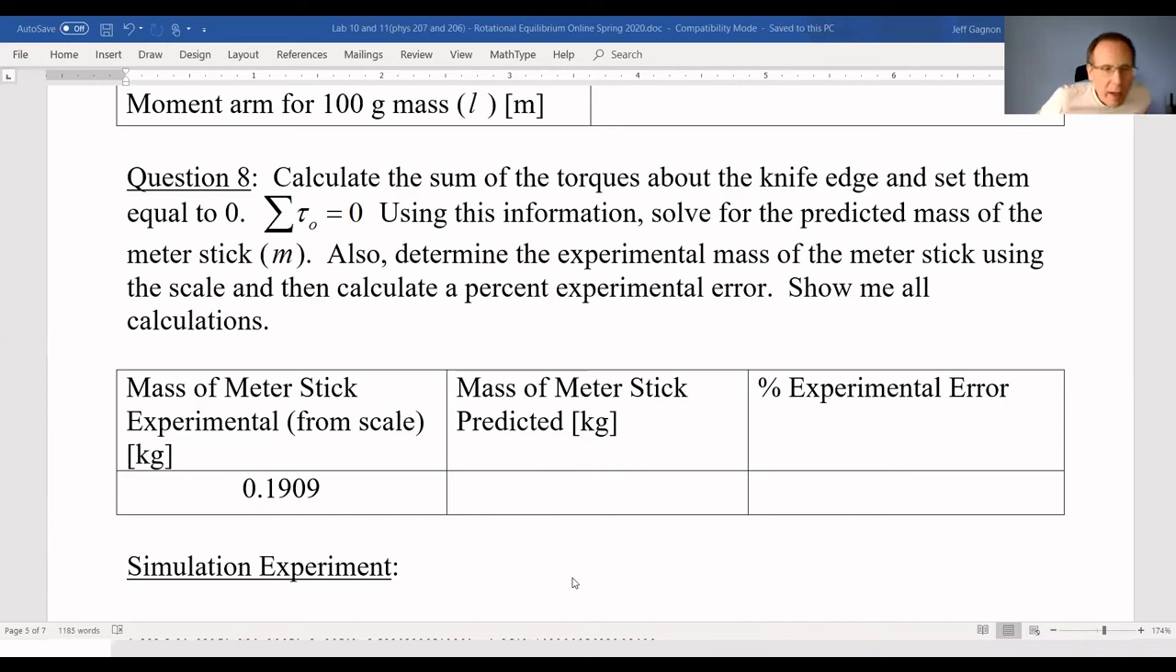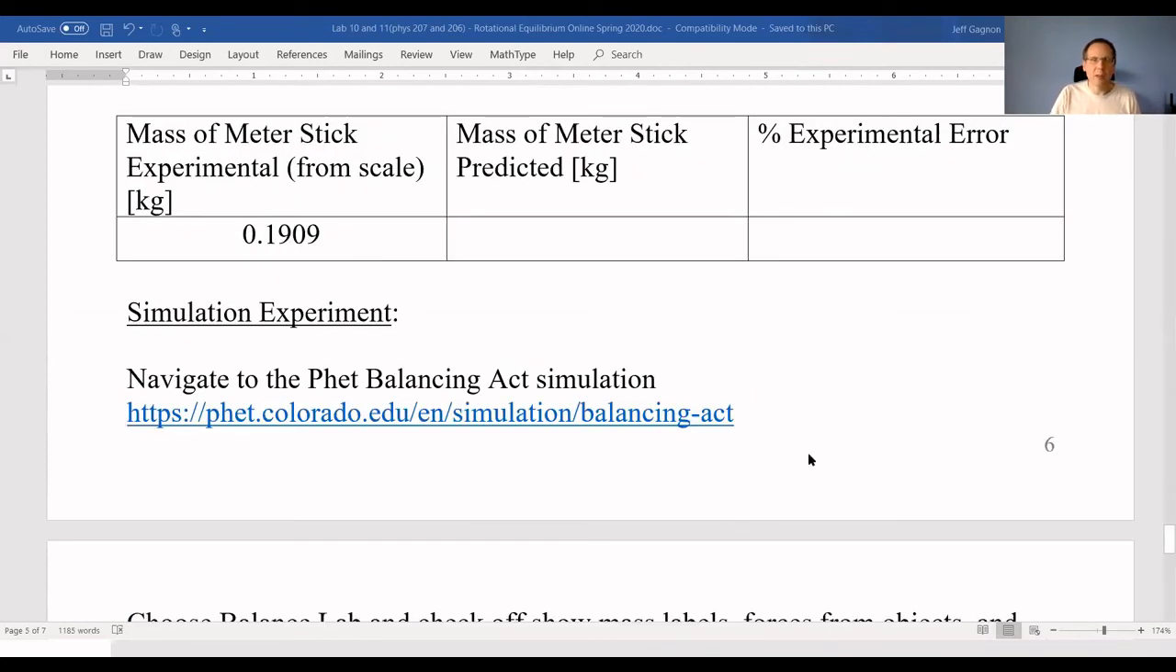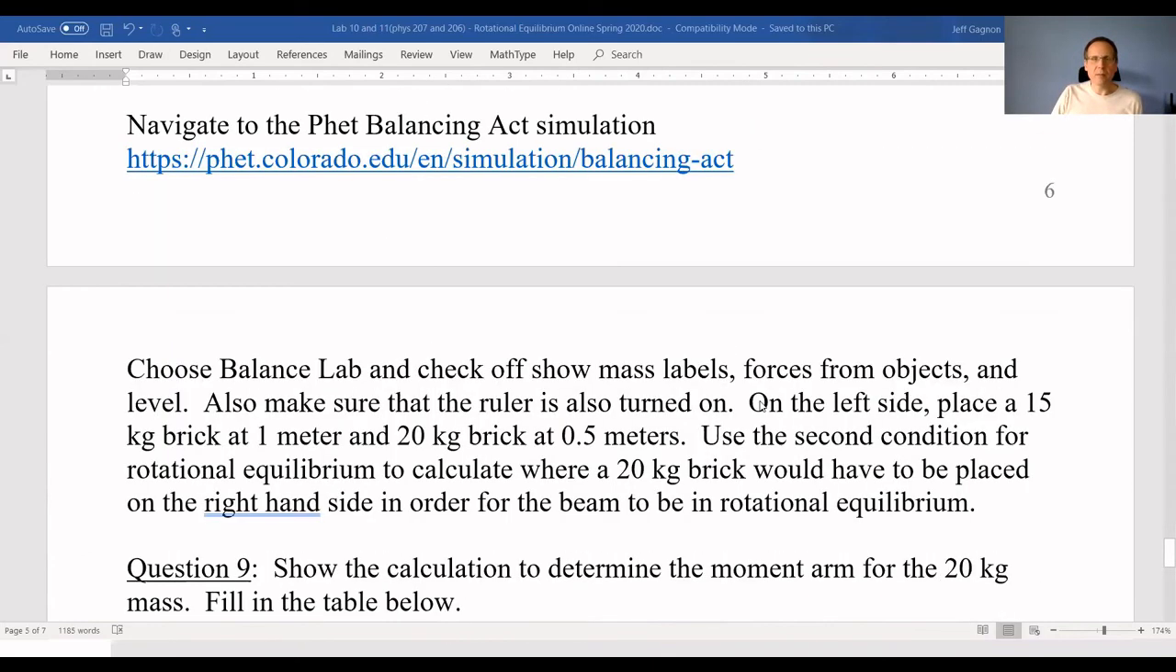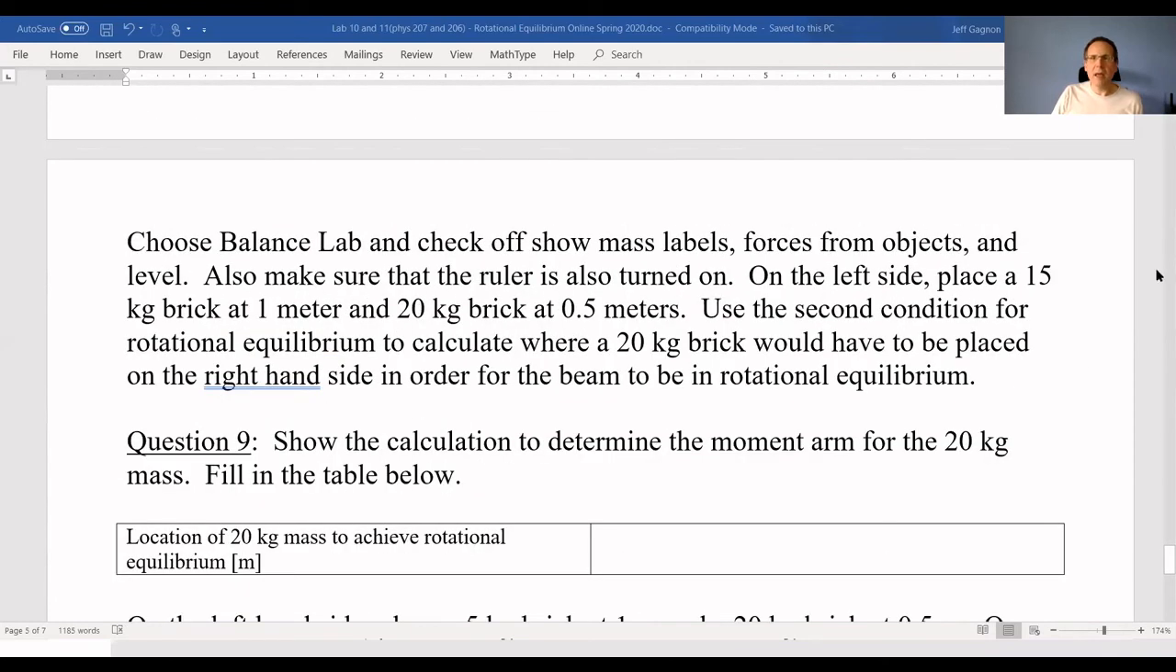Okay, then the last part of the lab is going to deal with a simulation again. So this is that same group, the PhET physics simulation group. You want to go to the simulation. It's the Balancing Act simulation. And then when you get there, and I'll show you this in a second, you want to check off several things in the right-hand little menu there where it says show mass labels, forces from objects, and level. And you also want to make sure the ruler is turned on.